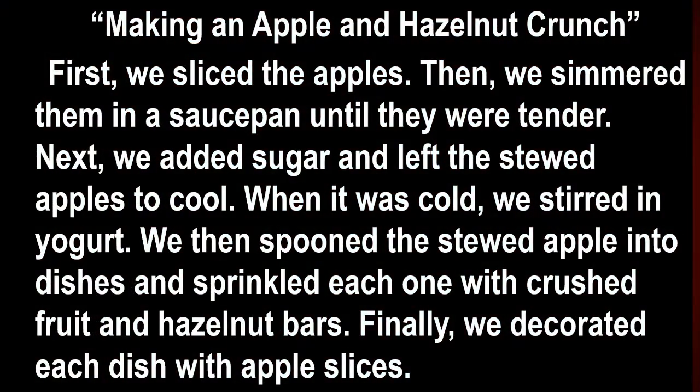Making an apple and hazelnut crunch. First, we sliced the apples. Then, we simmered them in a saucepan until they were tender. Next, we added sugar and left the stewed apples to cool. When it was cold, we stirred in yogurt. We then spooned the stewed apple into dishes and sprinkled each one with crushed fruit and hazelnut bars. Finally, we decorated each dish with apple slices.